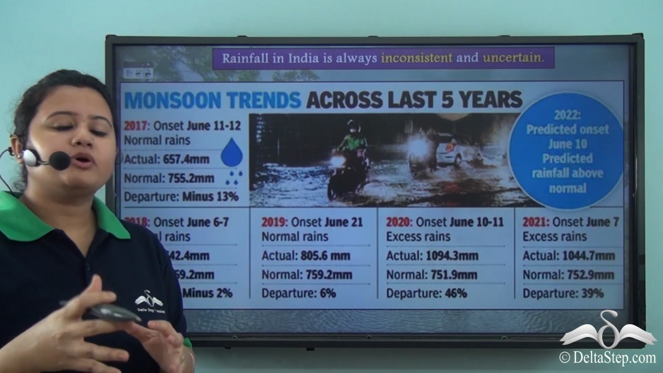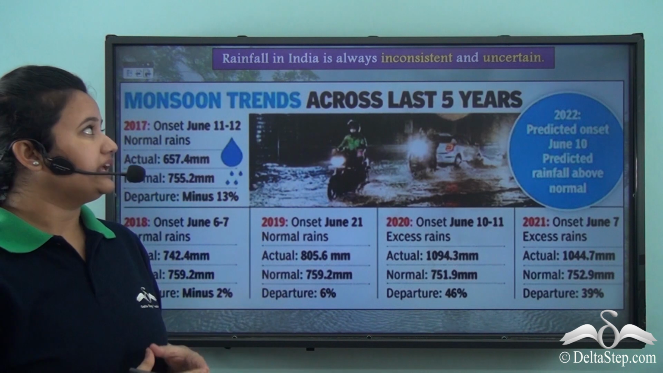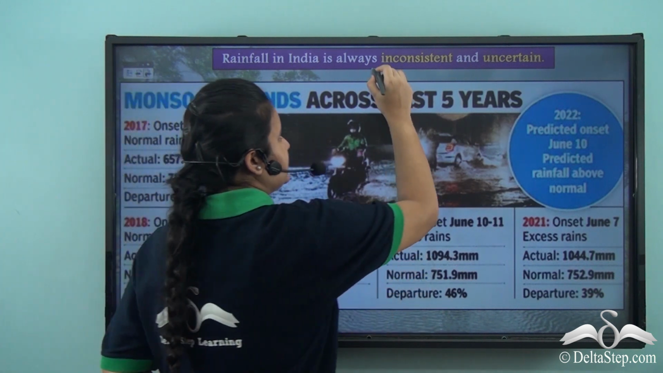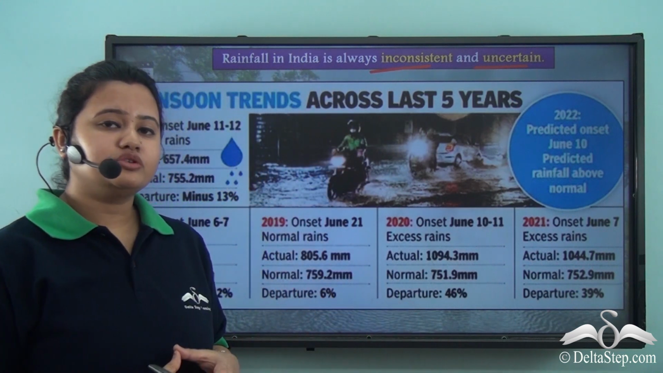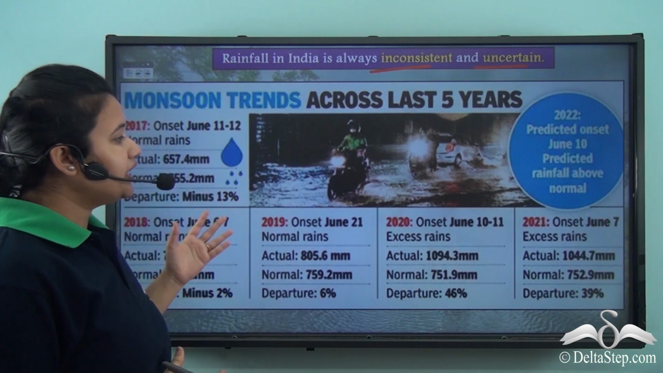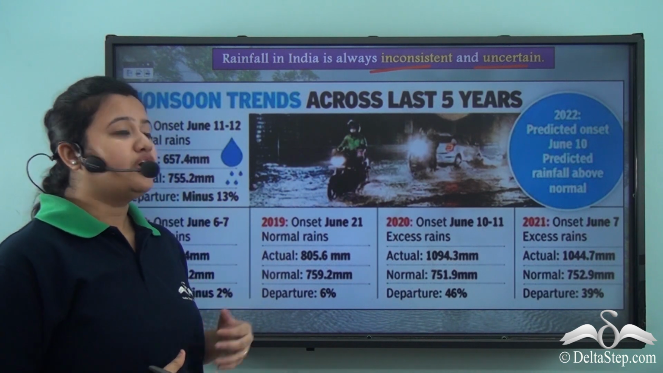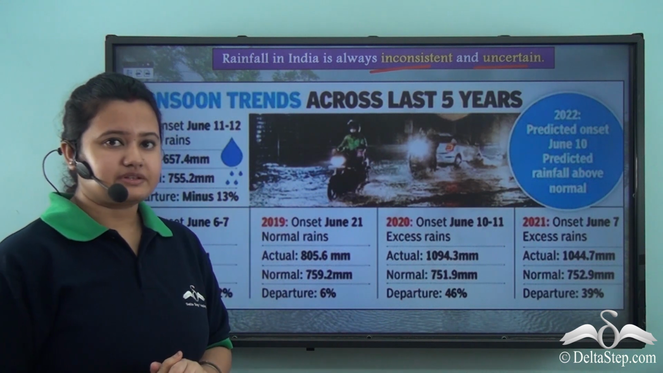Well, another important characteristic of Indian monsoon is that rainfall in India is always inconsistent and uncertain, which means that the monsoon winds may arrive early or late. Look at these newspaper clippings. Here we can find change in rainfall pattern over the years.